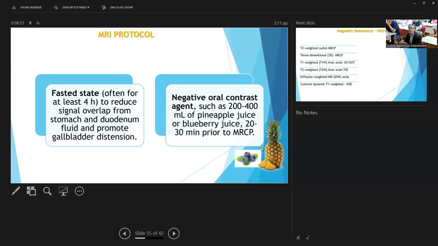How can we perform a correct MRI protocol? For sure, the first important thing is the fasted state, ranging from 4 hours to 6 hours before the examination. In most cases, we suggest using a negative oral contrast agent like pineapple juice or blueberry juice, in order to reduce the hyperintensity of the stomach due to the fluid content.